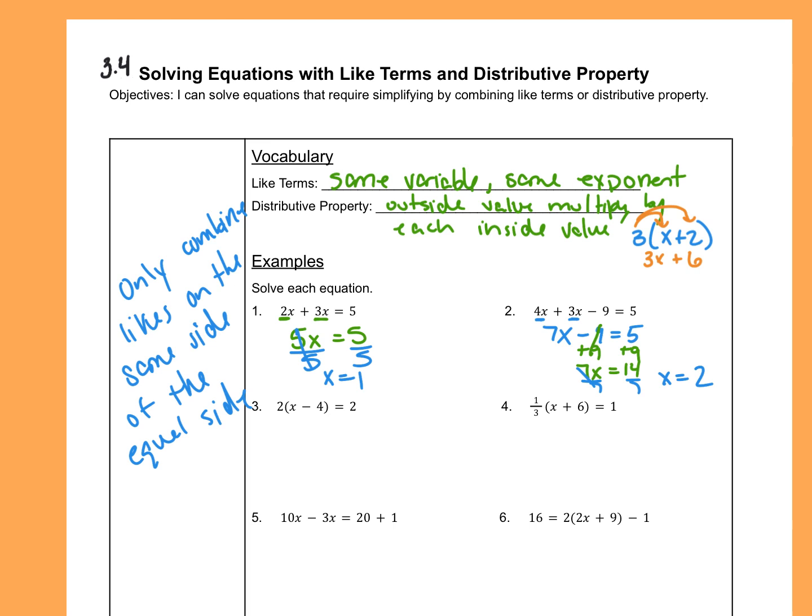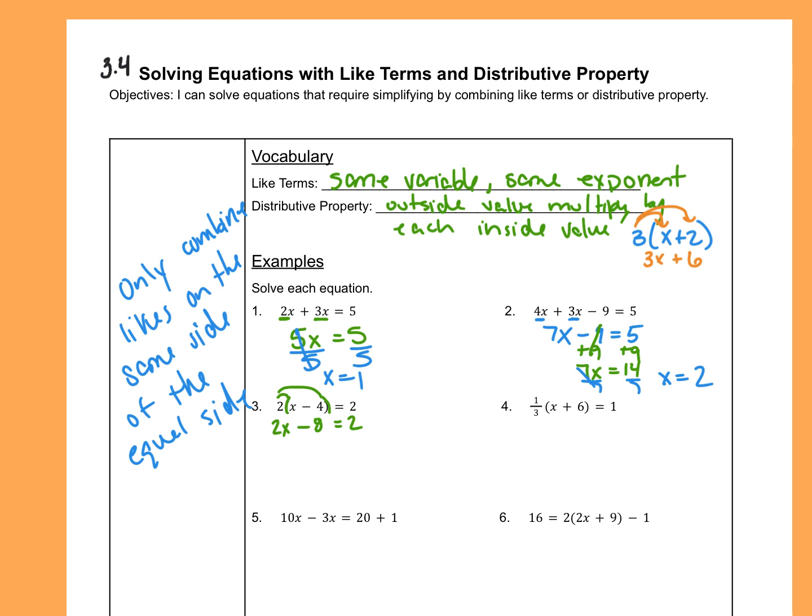Number 3, we have distributive property. So I'm going to do that first. 2 times x is 2x. And then 2 times negative 4 is negative 8. And then we stop distributing. Remember, when we have that parentheses, we only multiply what's inside the parentheses. So I'm just going to bring down my equal to 2. Now, if I look at the left-hand side, 2x minus 8, no like terms to combine. If I look at the right side, 2, no like terms to combine.